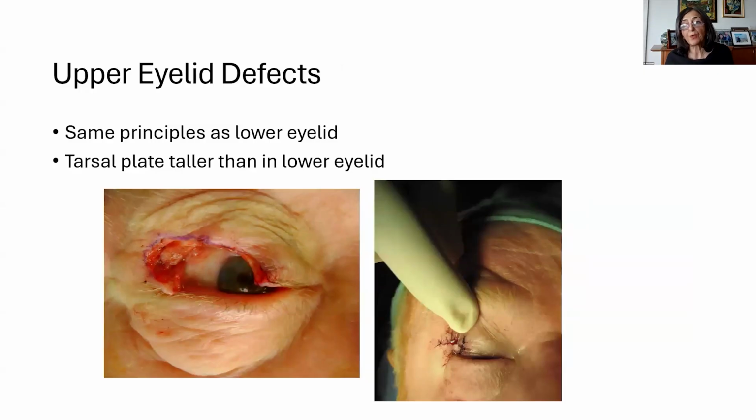Because it occurs more frequently in the upper eyelid, we can talk a little bit about upper eyelid surgery. Similar to lower eyelid defects, for relatively small upper eyelid defects, these are closed primarily using the same principles as I showed previously, by first repairing the tarsal plate. This is the tarsal plate right here and right here, by first closing the tarsal plate and then closing the skin and muscle layer with silk sutures.